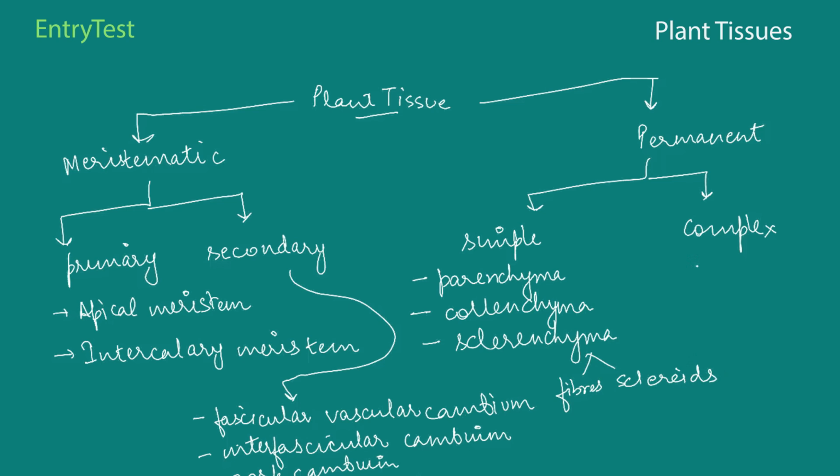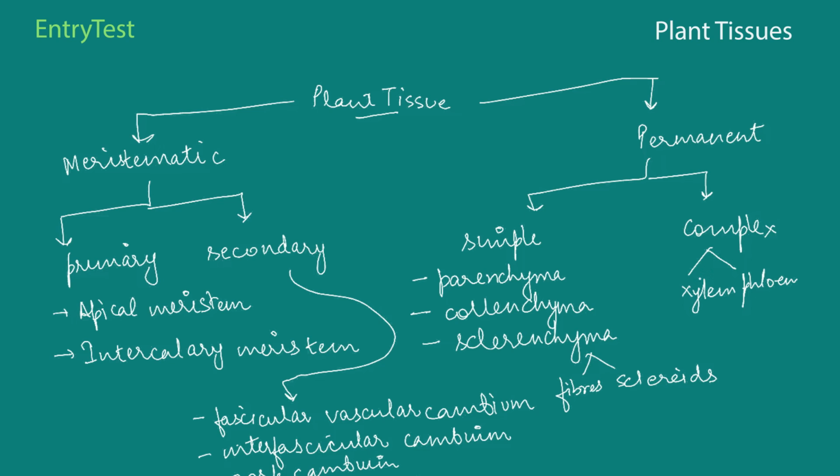Coming to the complex permanent tissues, they are of two types. One is xylem and another one is phloem. So roughly if you look at it, there are two kinds of plant tissues: meristematic, the ones that still undergo plant cell division, and permanent, that do not grow, they are already mature. The meristematic can be primary or secondary, and the permanent can be simple or complex.